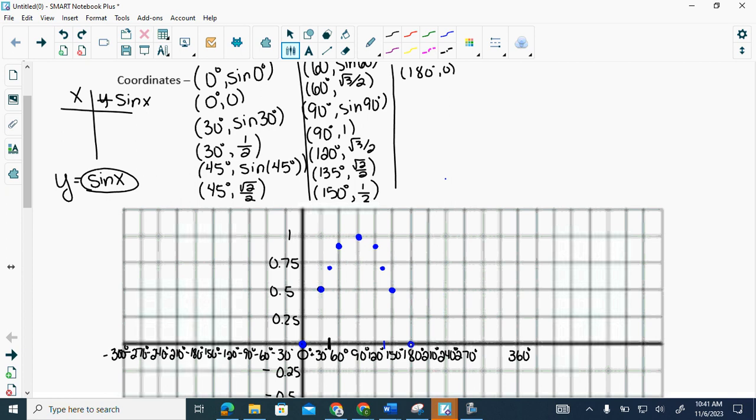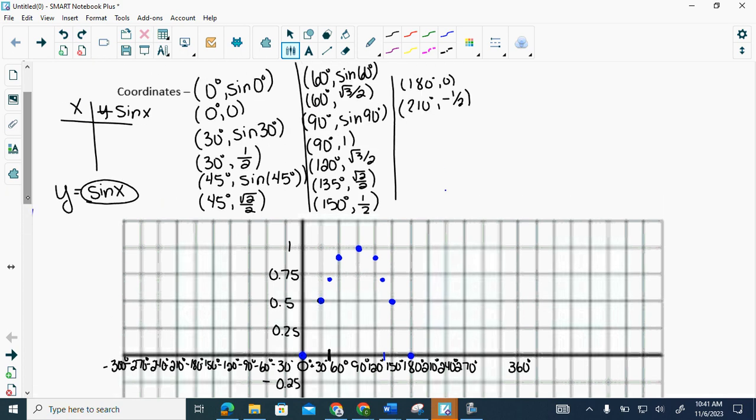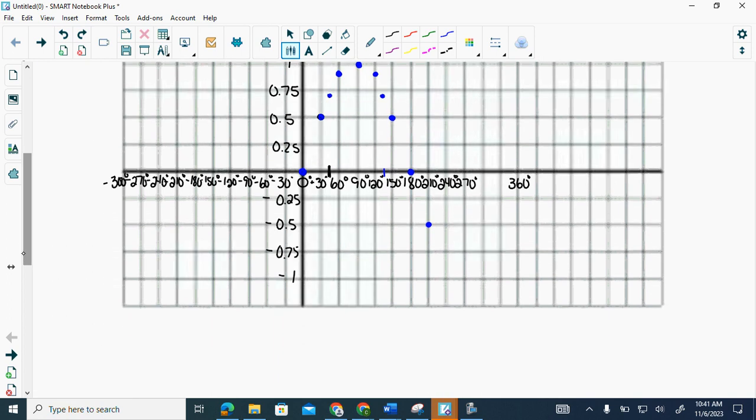Okay, now it's going to get a little more complicated. 210. Looks like I need to be hitting some negative y values. What is 210? Negative a half. Well, it's starting to look like it's working. And what's negative 225? What's negative? Negative root 2 over 2, so 0.707. Yeah. So that's going to fall in the middle, so 0.707.